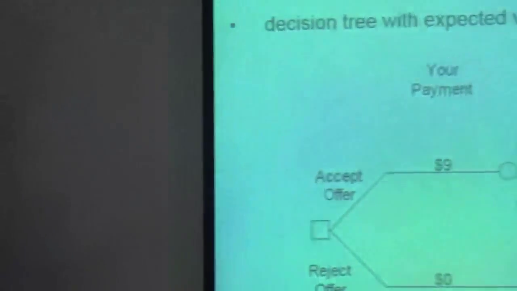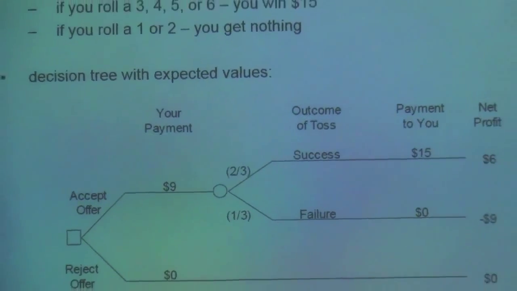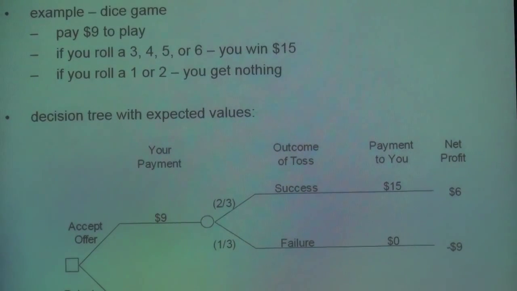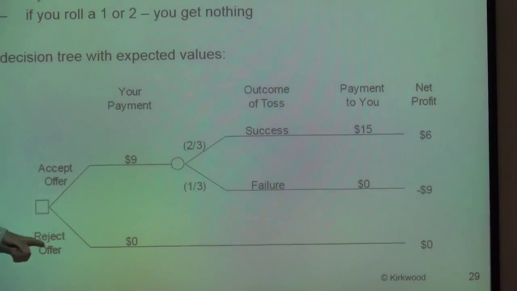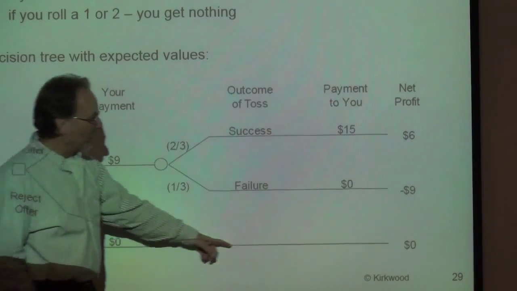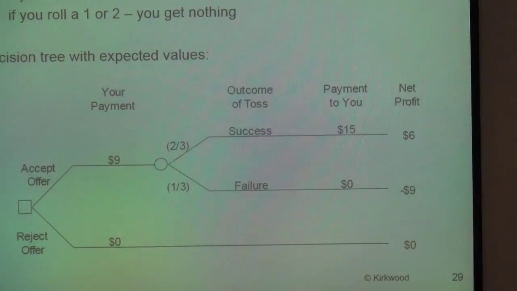It's the best way to illustrate this. Let's say that there is a dice game, and in order to play that game, you have to pay $9. At the root, you can either accept the offer, in which case you pay $9, or you can reject the offer, in which case you pay $0. Ultimately then, your profit is $0, so you gain nothing and lose nothing by rejecting the offer.